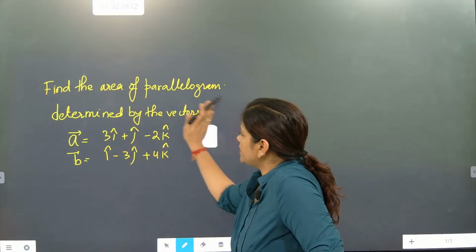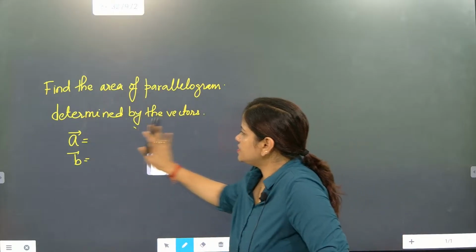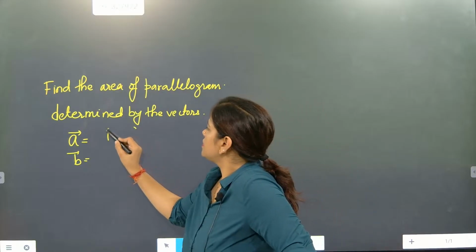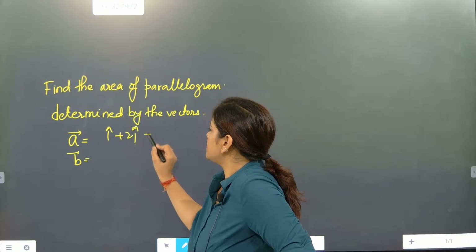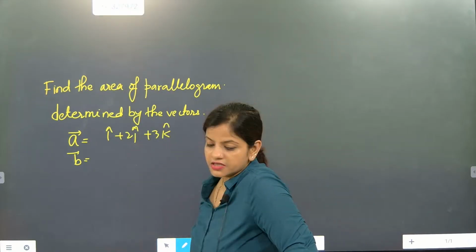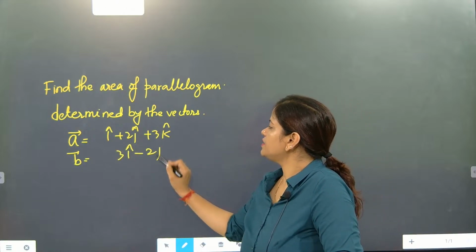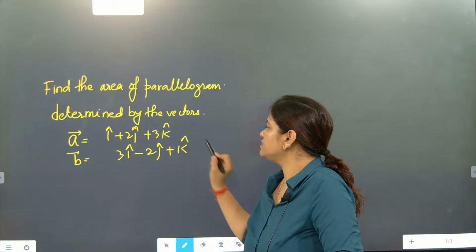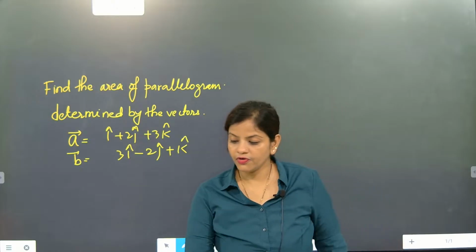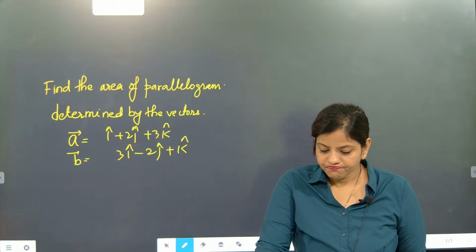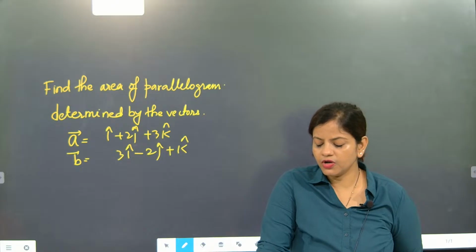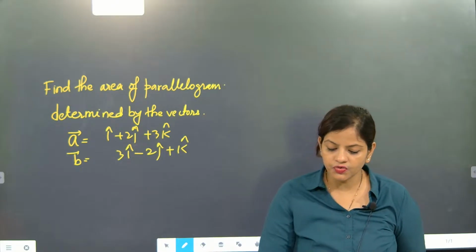I plus, wait, I'll change that part. I plus 2J plus 3K. Second section, write down 3I minus 2J plus K. Now I think 0 will not come. Okay, go for it. Find the area of the parallelogram determined by the vectors. So these are the two vectors.